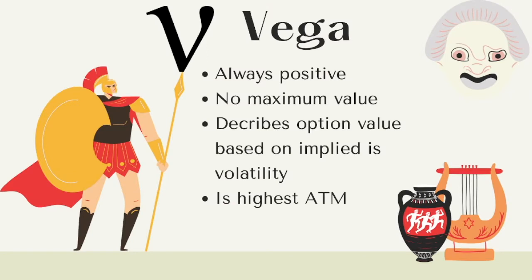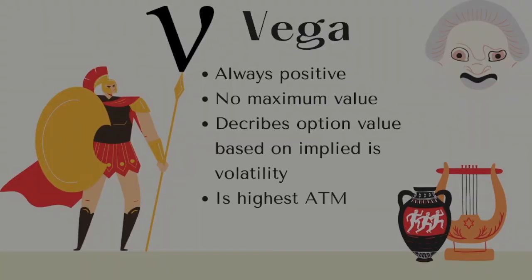Vega. This Greek is always positive, though you can sell an option which would give you a negative vega in your account. What it does is it describes your option's sensitivity to implied volatility, and it is highest at the money. This can make options difficult to profit from because the most volatile tickers often move the most and have the highest vega, which means that they are priced higher.